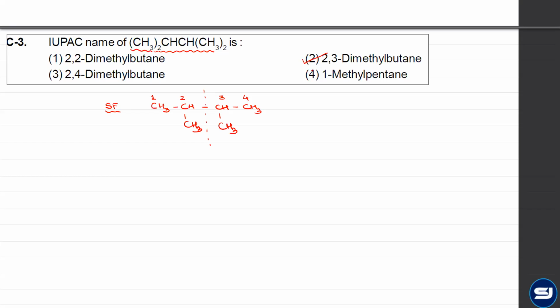Option. So whenever the condensed form is given, write it in the proper structural formula, then find the longest chain, and then numbering. You will get the correct IUPAC name.